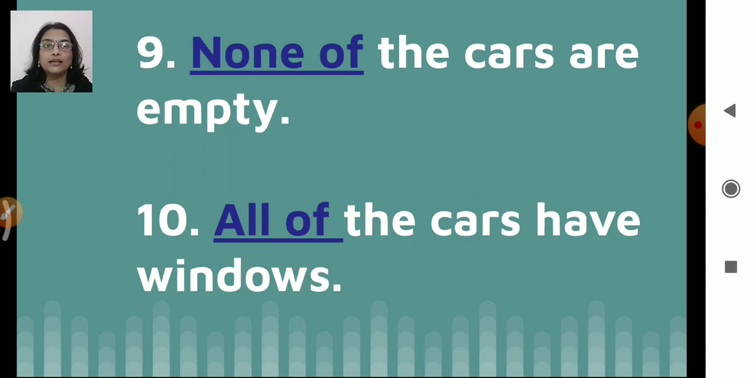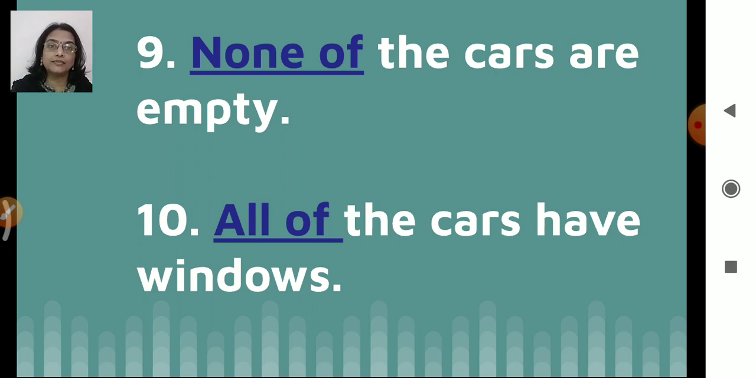Okay, the ninth one. None of the cars are empty. Answer is none of the cars. None of. Right? Each car has a driver, isn't it? So it is not empty. So answer is none of the cars are empty. The cars are not empty. Someone is sitting, and that someone is who? Driver. Right? So none of is the answer. None of the cars are empty.